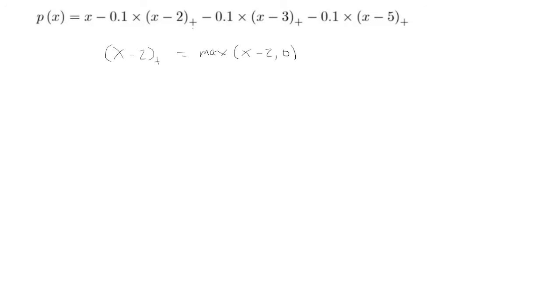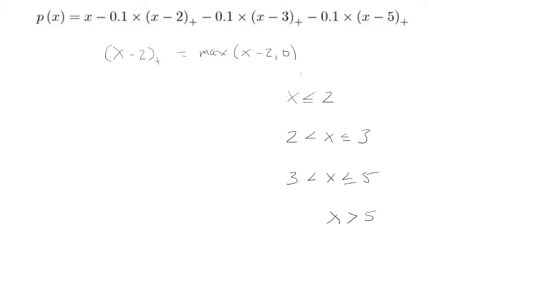Okay. So first, what we have to do is break this up into separate intervals. So first, we have x minus 2. We want something that is less than or equal to 2. Between 2 and the next one is 3. And then between 3 and 5, and then greater than 5.